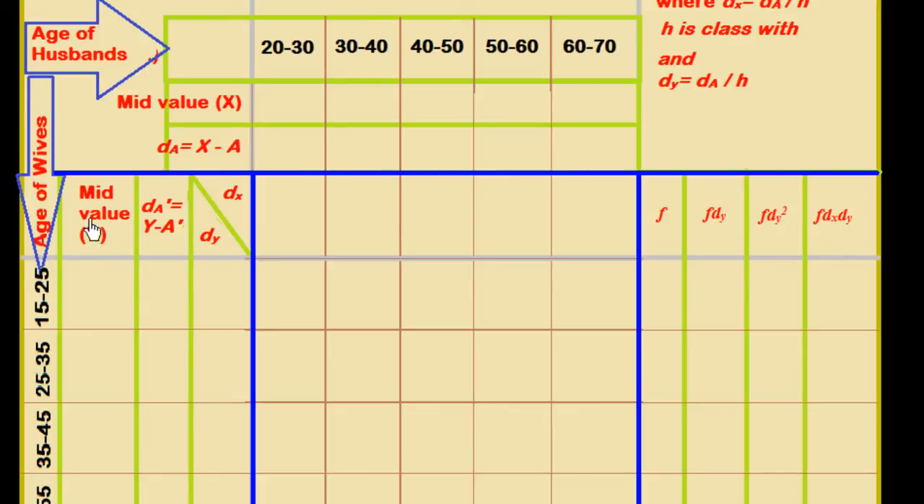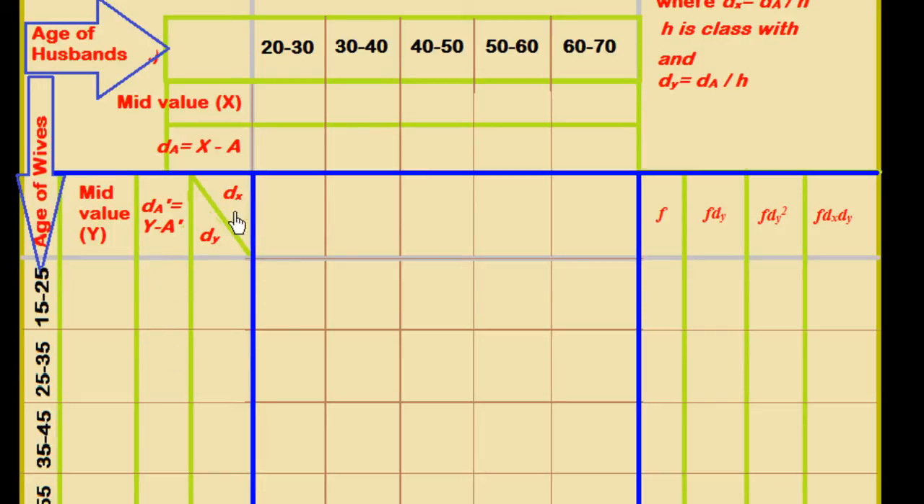Here also we deal with the same process. We find the mid value of y, then we take one assumed mean, and we take out the deviation of y from the assumed mean and write it down here.